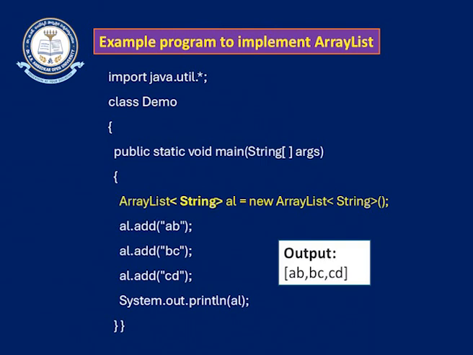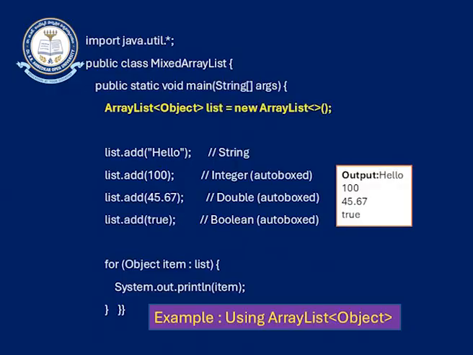Then finally, I want to print that ArrayList to check whether those are added or not. System.out.println(al). If you observe, the output of the code is AB, BC, CD, because these 3 elements are added successfully in the ArrayList collection. So, this is the example program for how to create an ArrayList, where ArrayList is a collection. Like that, you can perform different types of operations.